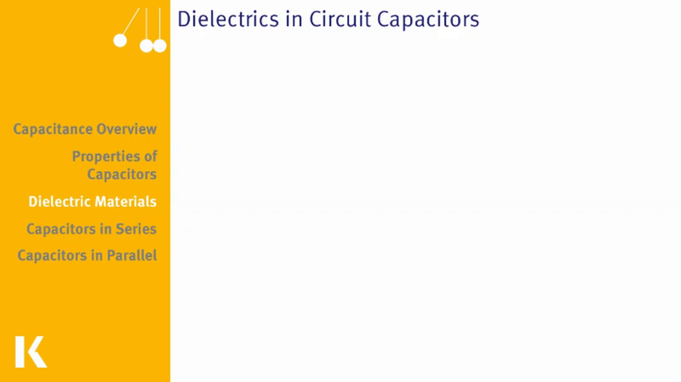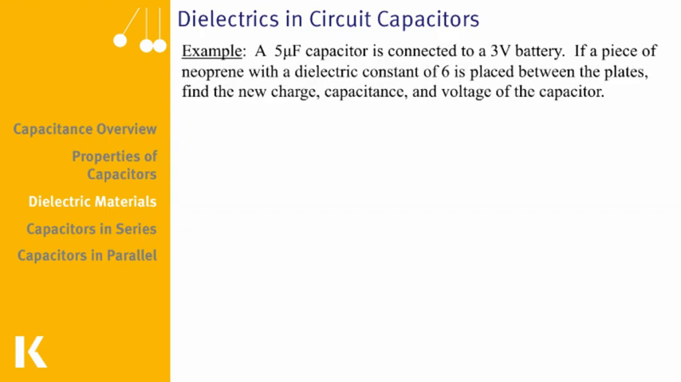Let's do an example with dielectrics now. You're given a 5 microfarad capacitor that's connected to a 3-volt battery. Now the question wants to know what happens to charge, capacitance, and voltage when neoprene is added in, with its dielectric constant of 6. It's easiest to tackle this question by first looking at the 3-volt battery. That's setting the voltage, and so voltage will be constant throughout this problem.